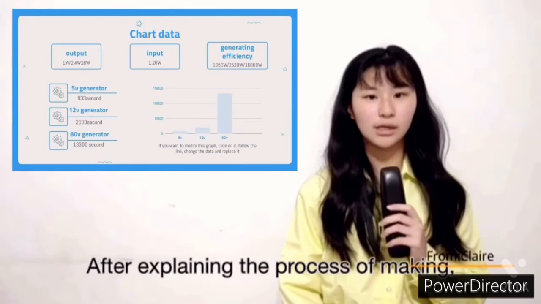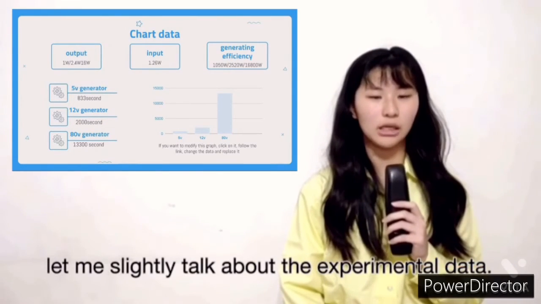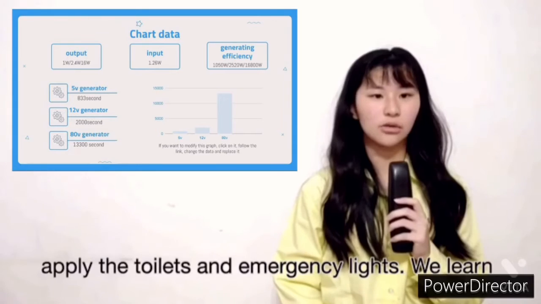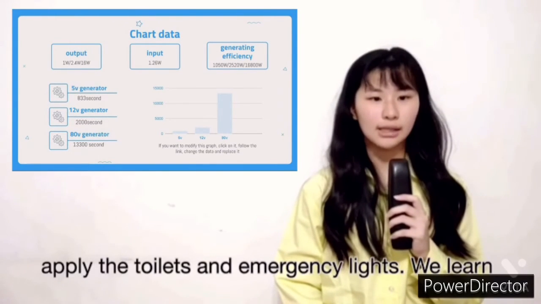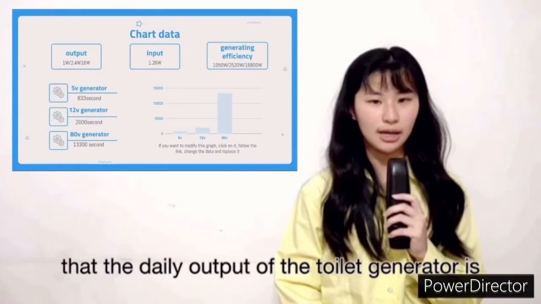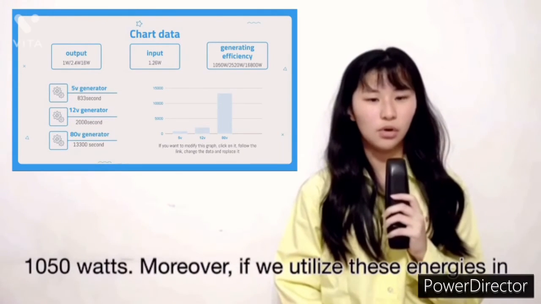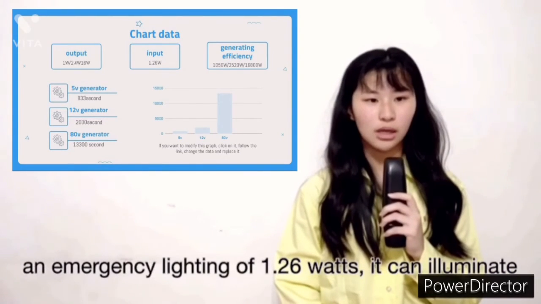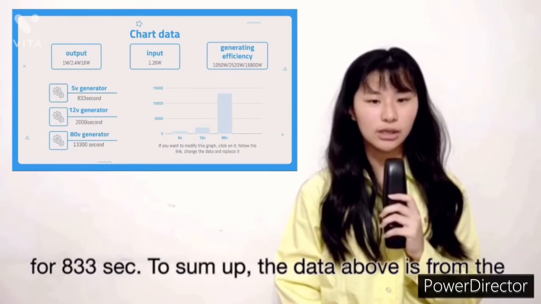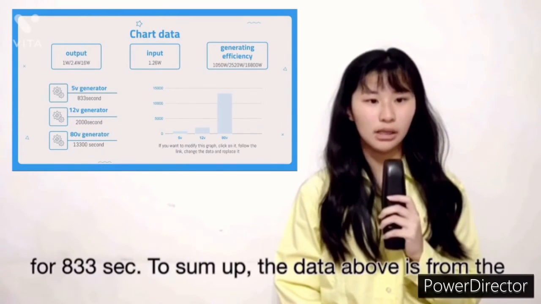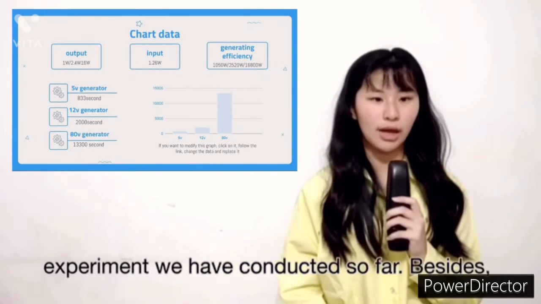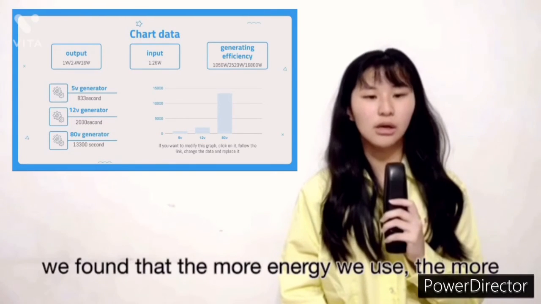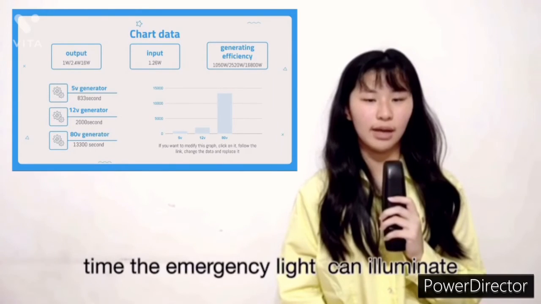After explaining the process of making, let me briefly talk about the experimental data. Assuming we use 5 volts to obtain 1 watt to apply to the toilets and emergency lights, we learned that the daily output of the toilet generator is 1050 watts. Moreover, if we utilize this energy in an emergency light of 1.26 watts, it can illuminate for 833 seconds. To sum up, the data above is from the experiment we have conducted so far. Besides, we found that the more energy we use, the more time the emergency light can be illuminated.